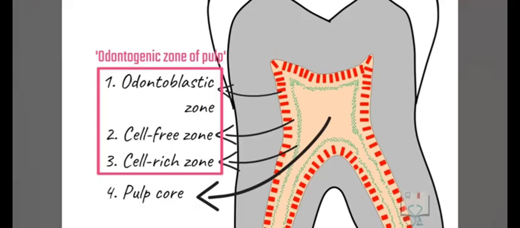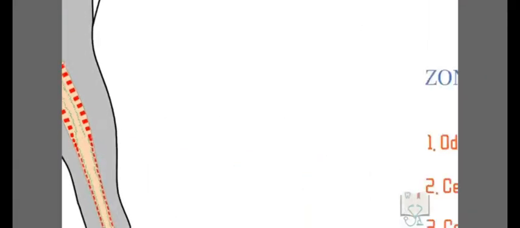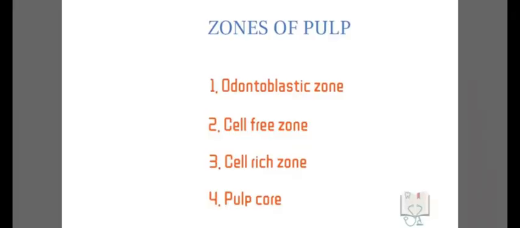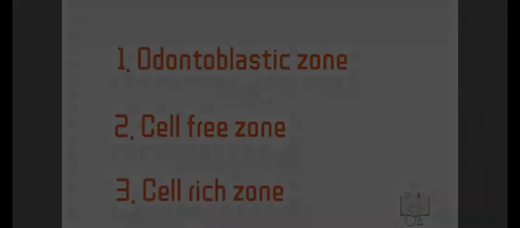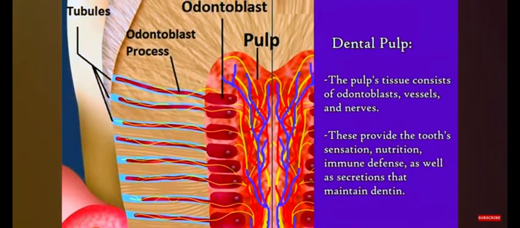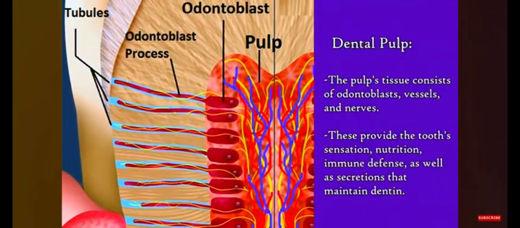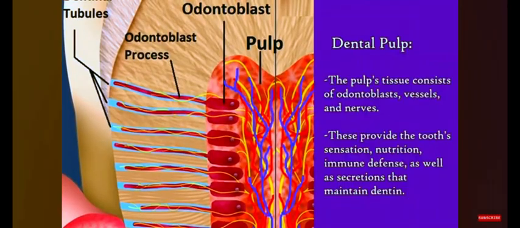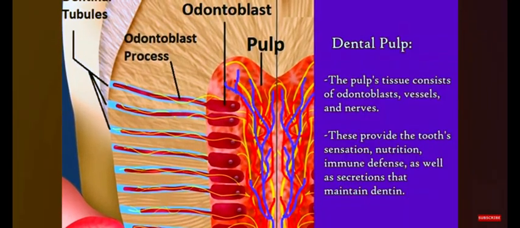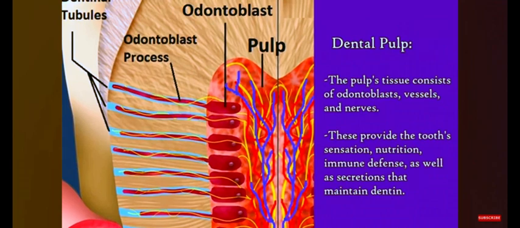Next, the cell-rich zone, which is located beneath the cell-free zone containing more number of cells including fibroblasts, undifferentiated cells, and immune cells. And lastly, the pulp core, which is the central region containing prominent blood vessels and nerve tissue.